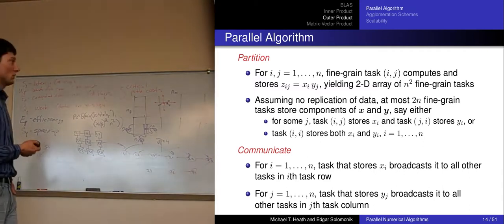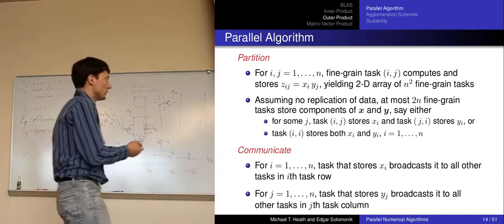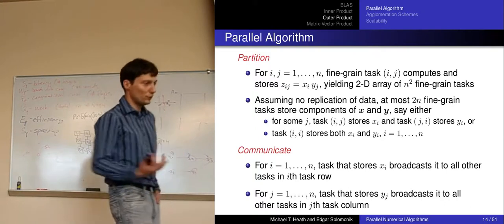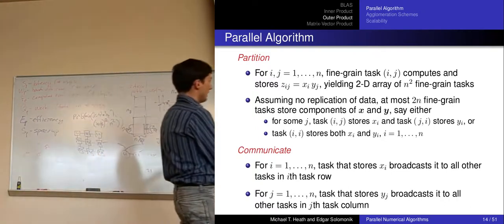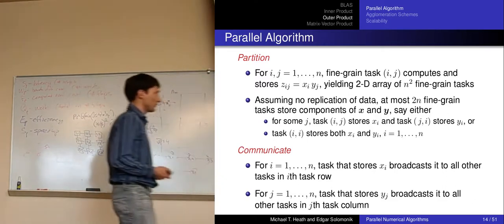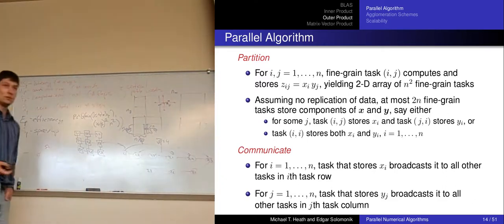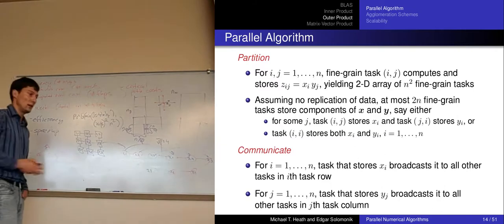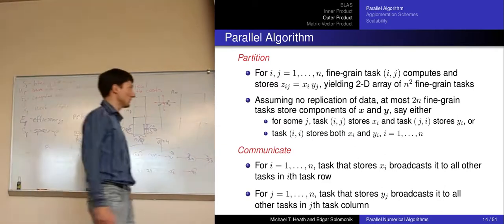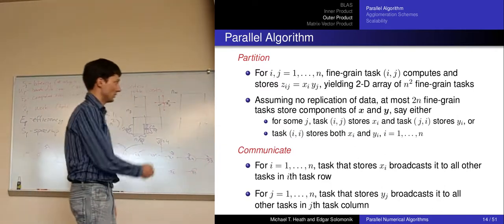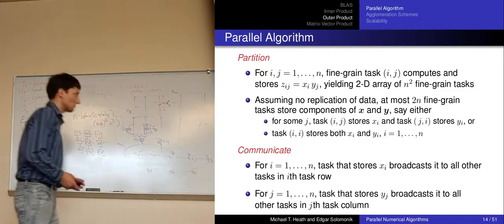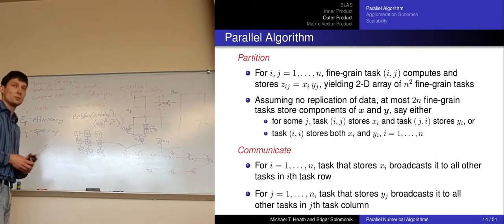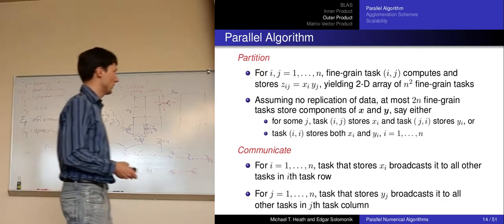Assuming no initial replication of data, so if we're given a vector element on only one processor, then we have this many tasks that first store the actual vector elements. Here we'll assume that the diagonal somehow stores these. So task ii stores both xi and yi to start with. That's a fairly arbitrary assumption, but nothing much changes if you do it differently.